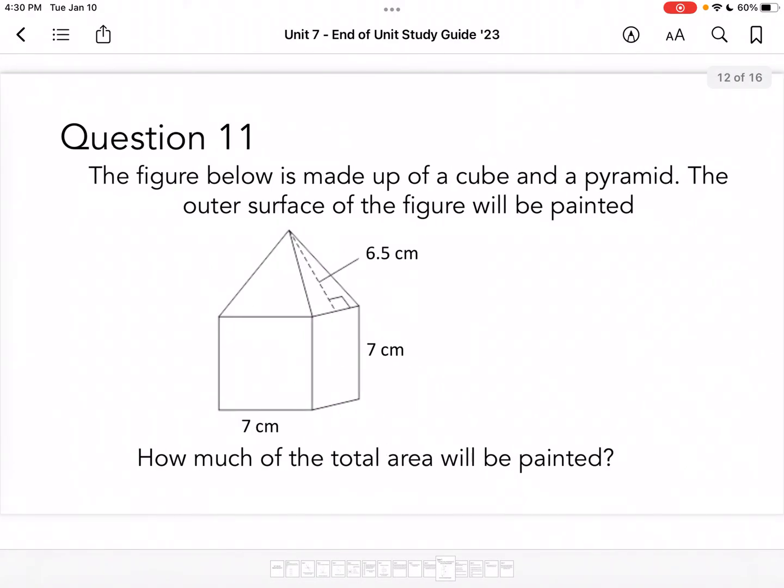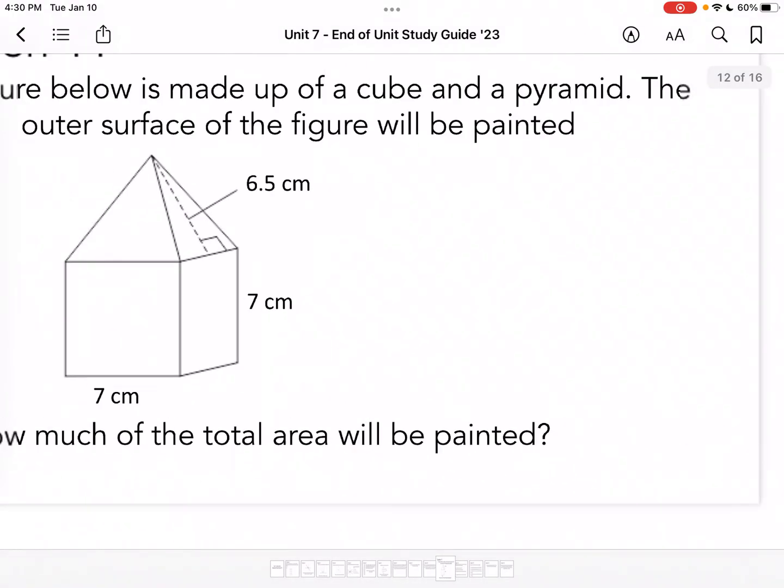All right, the figure below is made up of a cube and a pyramid. The outer surface of the figure will be painted. How much total area will be painted? Okay, so I have to assume that the bottom of this thing is going to also be painted because it doesn't tell me that it won't be. But I know that the top won't because that's inside the shape.